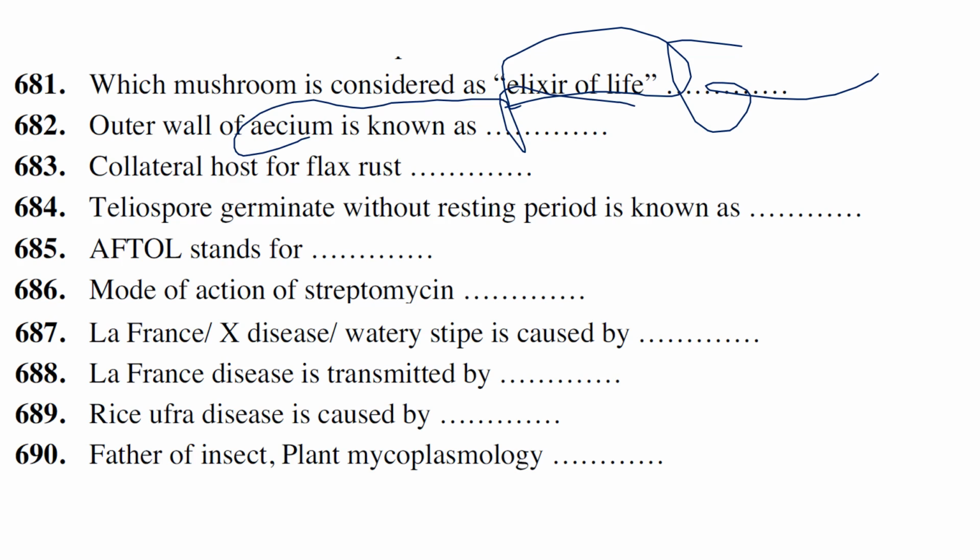The collateral host for flax rust is Linum usitatissimum. Teleospore germinating without a resting stage is known as leptospore. If the teleospore germinates immediately without a resting period, it is known as leptospore.